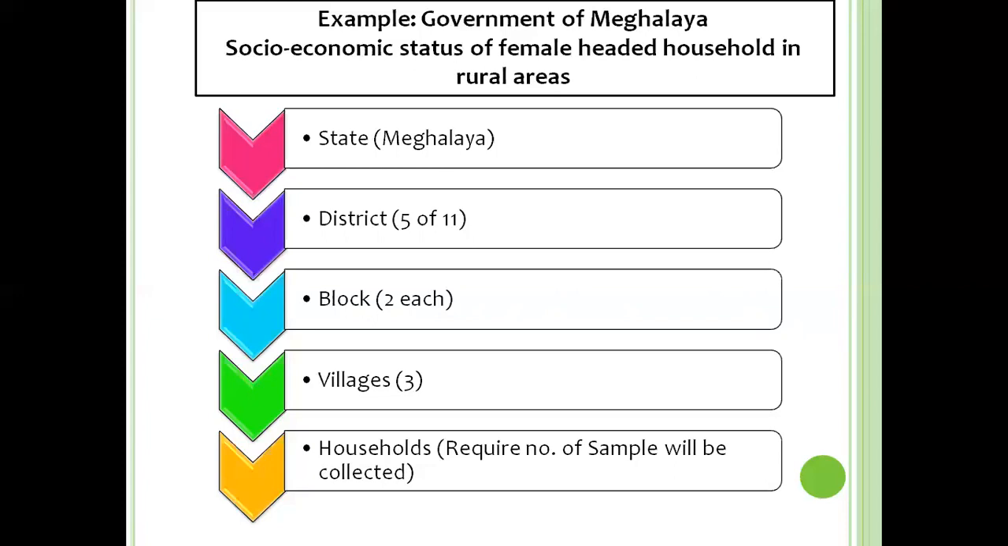Within the village there will be, say, 100 households. From these households we will randomly select the required number of samples, collected from the selected villages within the selected blocks and within the selected districts. If you see, there are different stages involved, multiple stages before you reach the collection of your sample. When you carry out such work in which different stages are involved, it is known as multi-stage sampling.